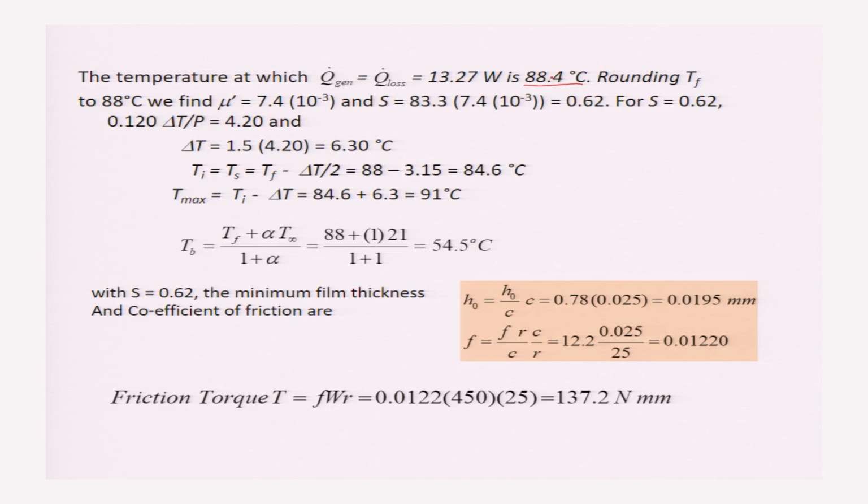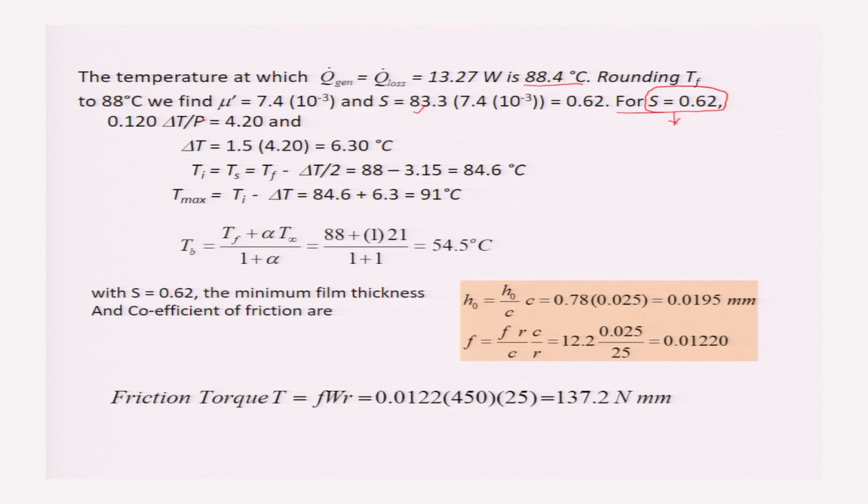So, rounding off this, we are taking the TF, the average temperature of the lubricant, as 88, and the corresponding value of mu and the corresponding value of Sommerfeld number is this one. So, this is the final Sommerfeld number, and corresponding to this Sommerfeld number, we have to find the other terms.